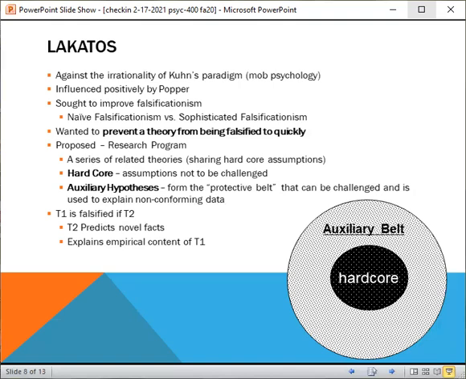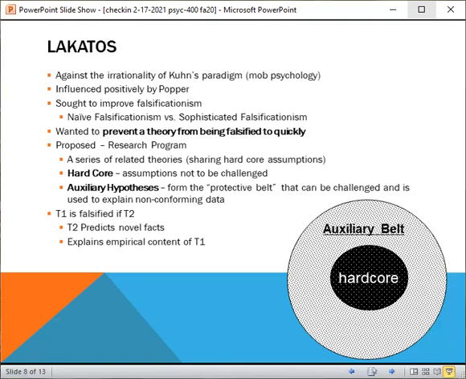So T1 is only falsified when we have something else to replace it. And the thing that replaces it predicts the new facts, the anomalous facts that Kuhn would say pops up from time to time, and then explains everything that the theory 1 explained as well. All right, any questions on that? All right, I think you guys have it.